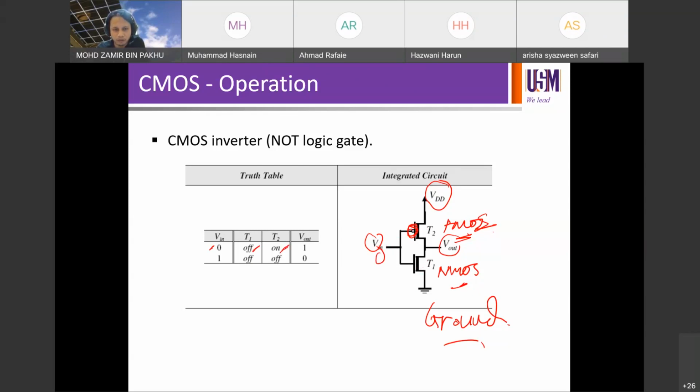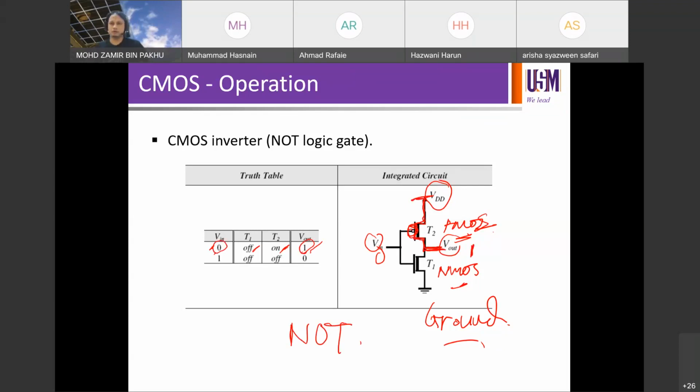The transistor 2 will be on. And therefore, when transistor 2 is on, Vout is connected to VDD, right? Vout is then taking the value of VDD, and you're going to get 1 as your output. So your Vout will be 1. You can see now, when you input 0, you're going to get 1. That is basically an inverter or a NOT logic gate, right? So that is for 0 as the input.